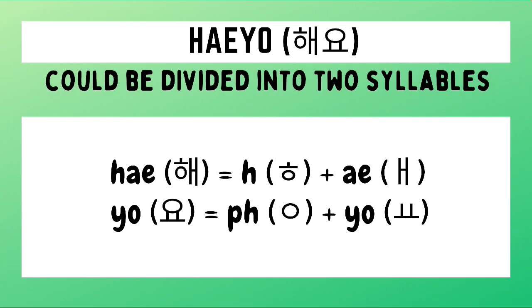Now, how do we write HAEYO in Hangul? This is composed of two syllables. The first syllable is he, and this is written by drawing first a he character followed by the e character. For the second syllable yo, we need to draw first a no sound or placeholder ieung followed by the yo character itself. And then we just need to combine these two to form the Hangul of the word HAEYO.